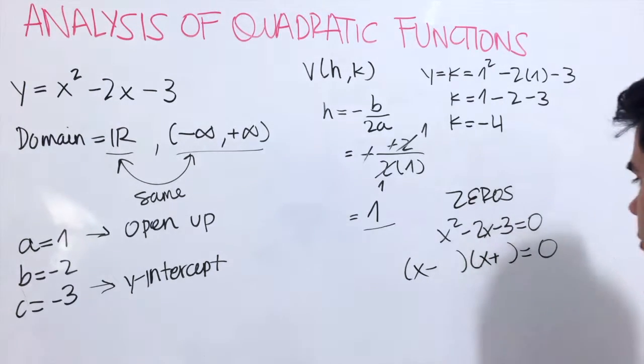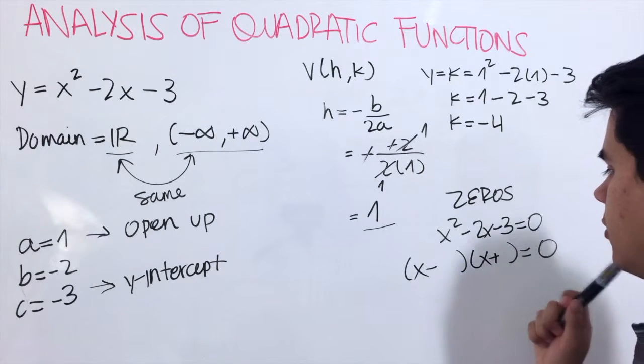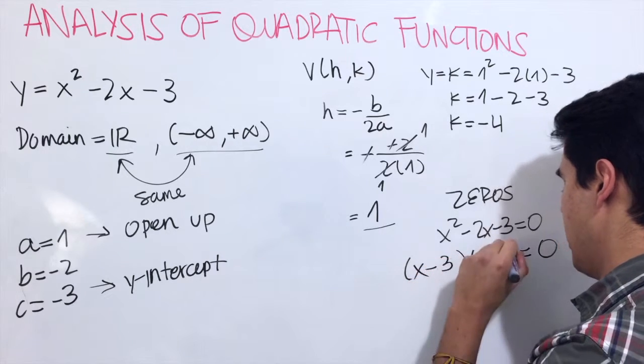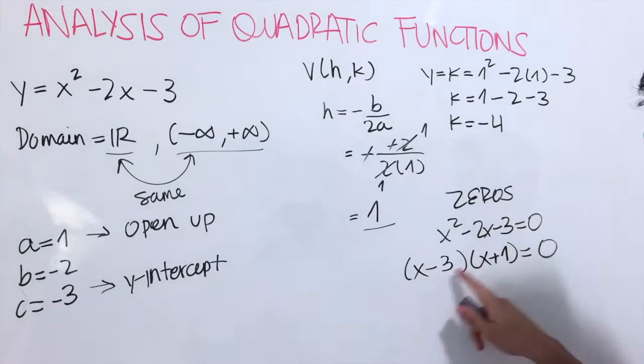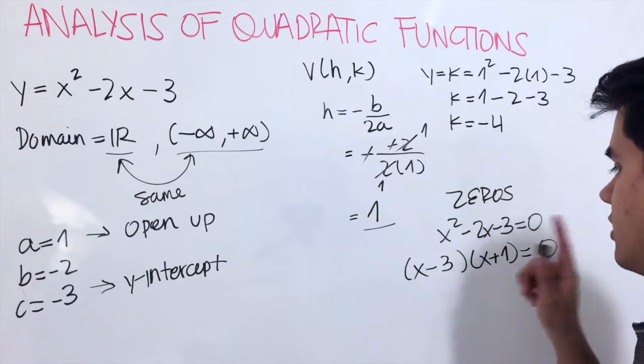Now we're looking for two numbers that multiply together give us -3 and added together give us -2. So those numbers are -3 and 1. So -3 times +1 is -3, and -3 plus 1 is -2.